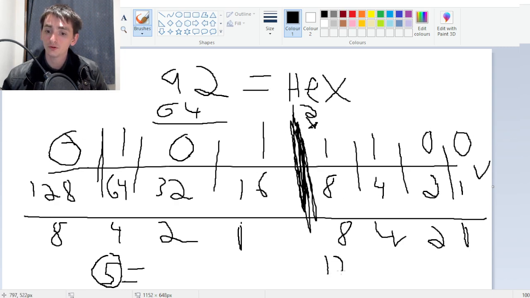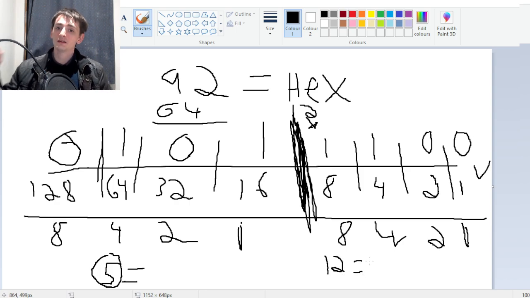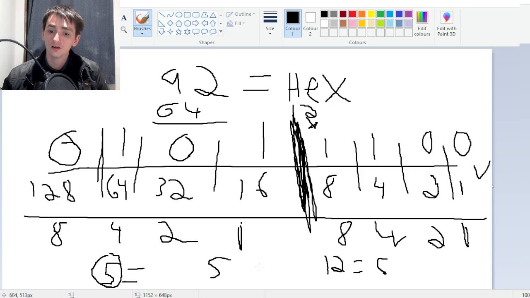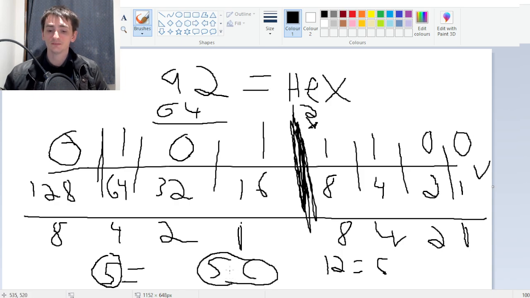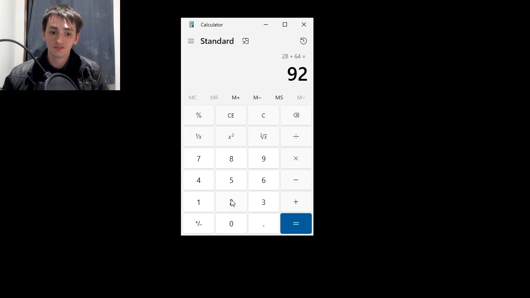That's 12, but of course we can't use 2 numbers. So once again, 9, 10, 11, 12: 9, A, B, C. So it'd be 5C for our hexadecimal value, 5C. And if you want to confirm, bring up your calculator.